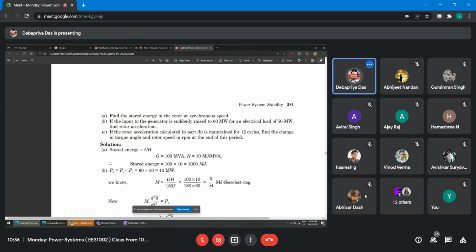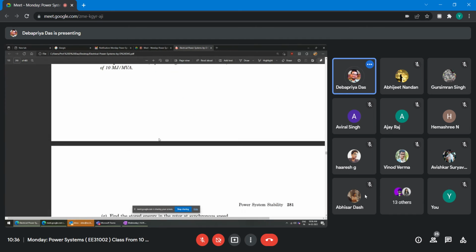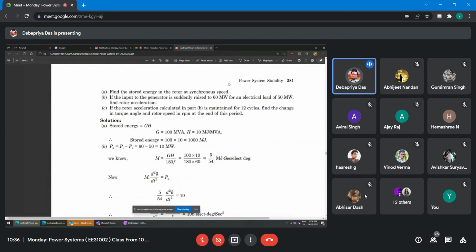This is the problem. So first you have to find the data that are given: 60 Hz, 4-pole, 100 MVA, 13.8 kV, and H is given as 10 seconds, right? Therefore, find the stored energy in the rotor at synchronous speed. G is 100 MVA, H is equal to 10 seconds. Stored energy will be G into H, so 100 into 10, so 1000 megajoule.